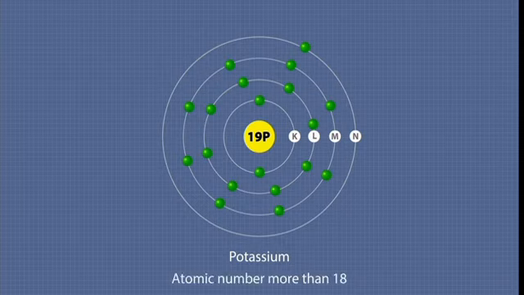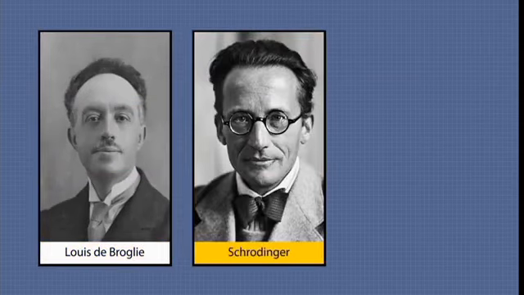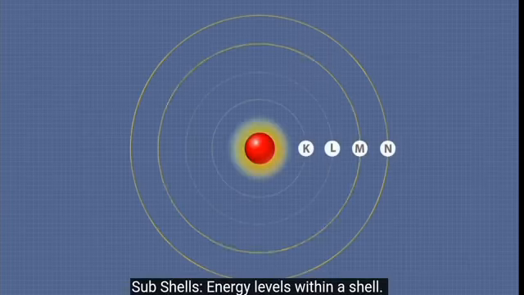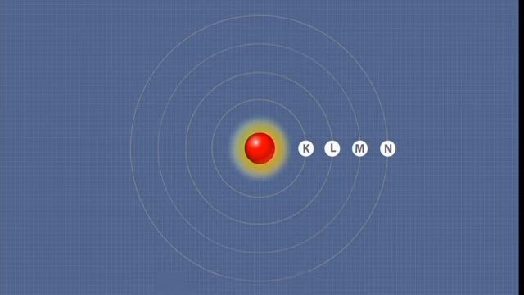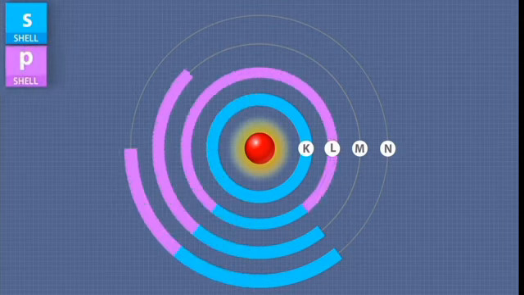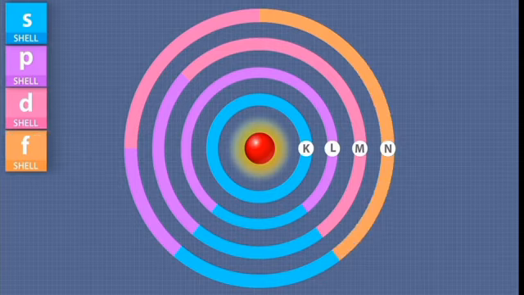After a series of experiments and a detailed study by scientists like Louis de Broglie, Schrödinger, Sommerfeld, etc., it was proved that shells have energy levels within them, and these are called subshells. These subshells are S, P, D, and F. Electrons are distributed in these subshells.